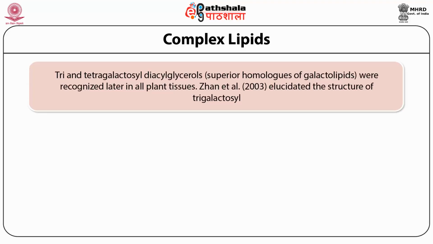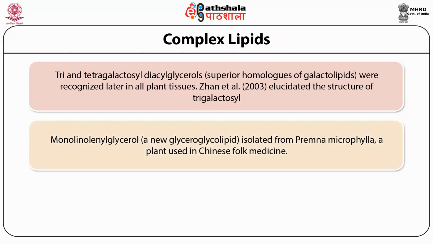In 2003, the group led by Zhang elucidated the structure of trigalactosyl monolinolenylglycerol, which is a new glyceroglycolipid, isolated from Premna microphylla. The Premna microphylla is a plant used in Chinese folk medicine.